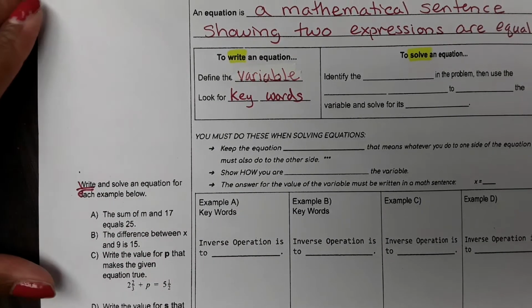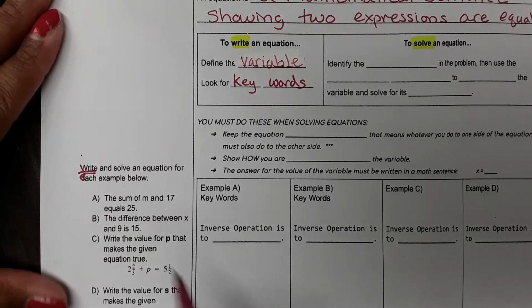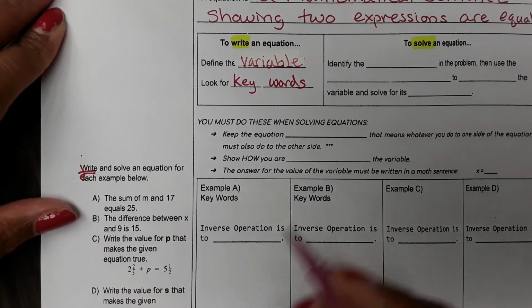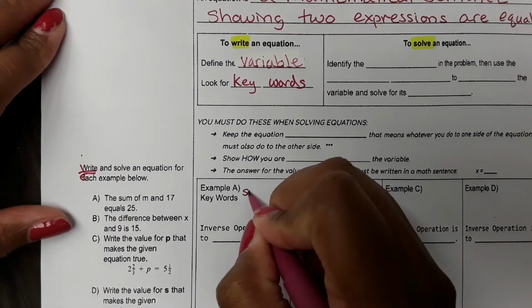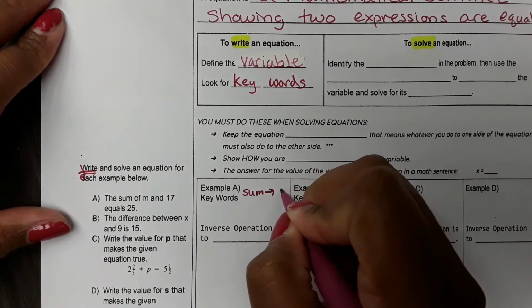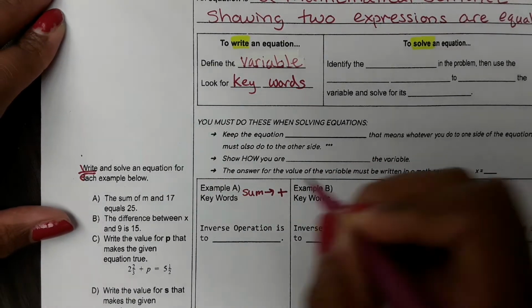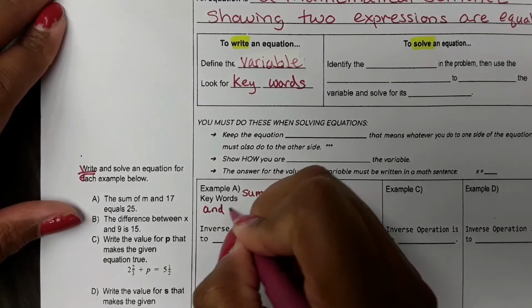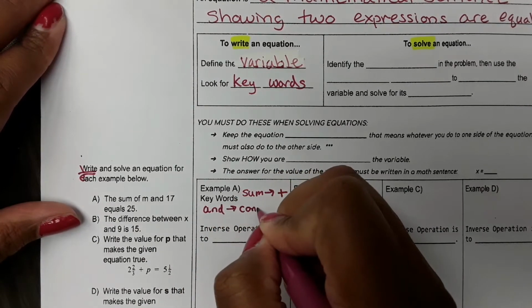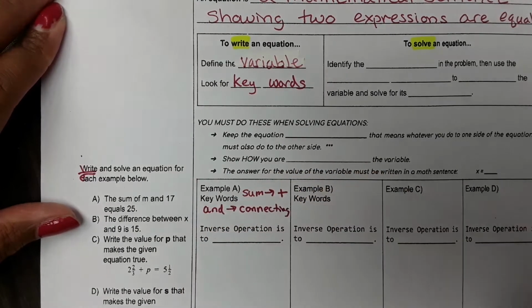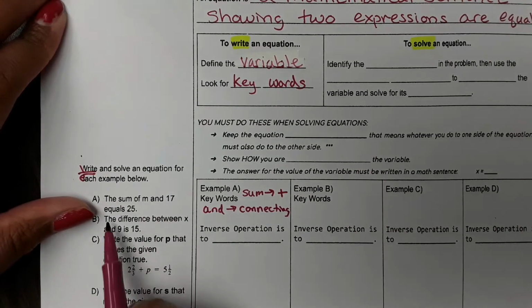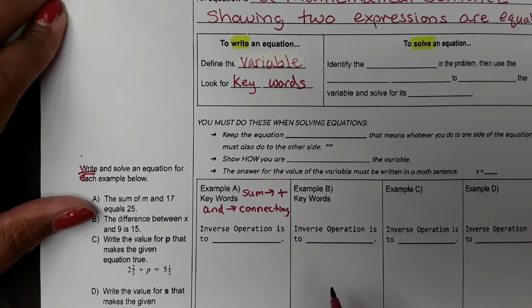So for example A, we have the sum of m and 17 equals 25. To start, we know sum means we are finding the answer to an addition problem. So at some point, we're going to be adding. And is a connecting word, so it's going to connect m and 17. And then we know it's going to equal 25.